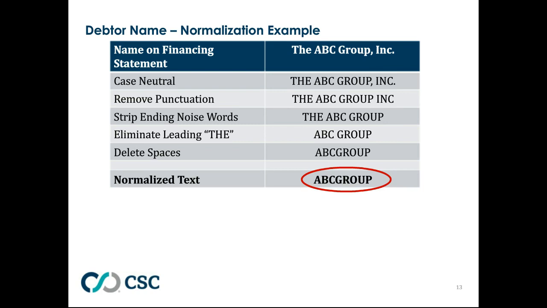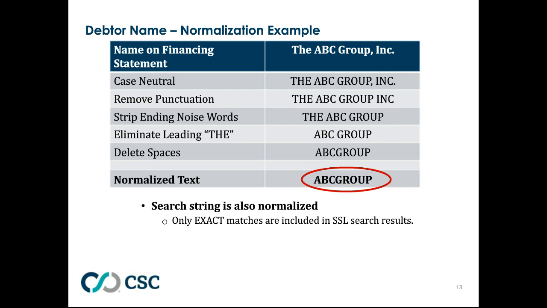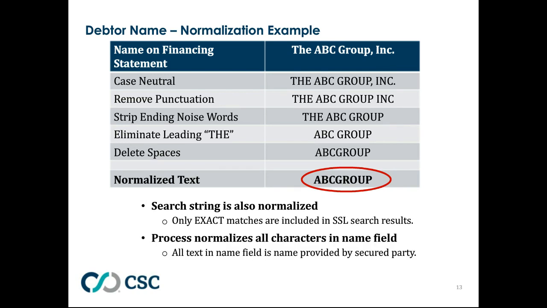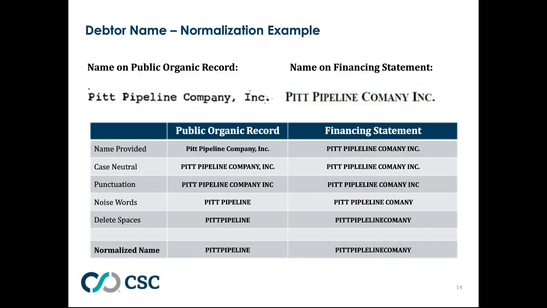Now, when somebody conducts a search, the name that is being searched is also normalized, and only exact matches are reported after both the name on the financing statement and the name in the search string are normalized. And this process is going to normalize all characters in a debtor name, not just those that it would recognize. So anything that goes in the name field is going to be normalized, and the result is that if there's any deviation at all, there's a risk that they won't normalize the same way.